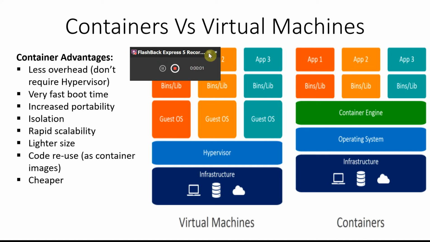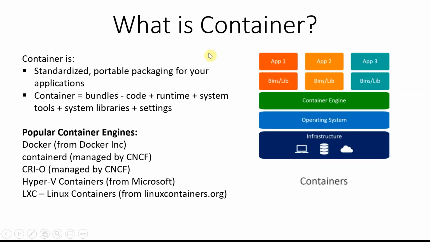Just to summarize what we covered last week, we looked at what a container is and how the container structure looks. A container is nothing but portable packaging software, which includes the code, runtime, system tools, or system dependencies. So this is a typical hierarchy: infrastructure, operating system, container engine, and then app binaries. And popular container engines are Docker, Containerd, CRI-O, Hyper-V, and Linux containers.